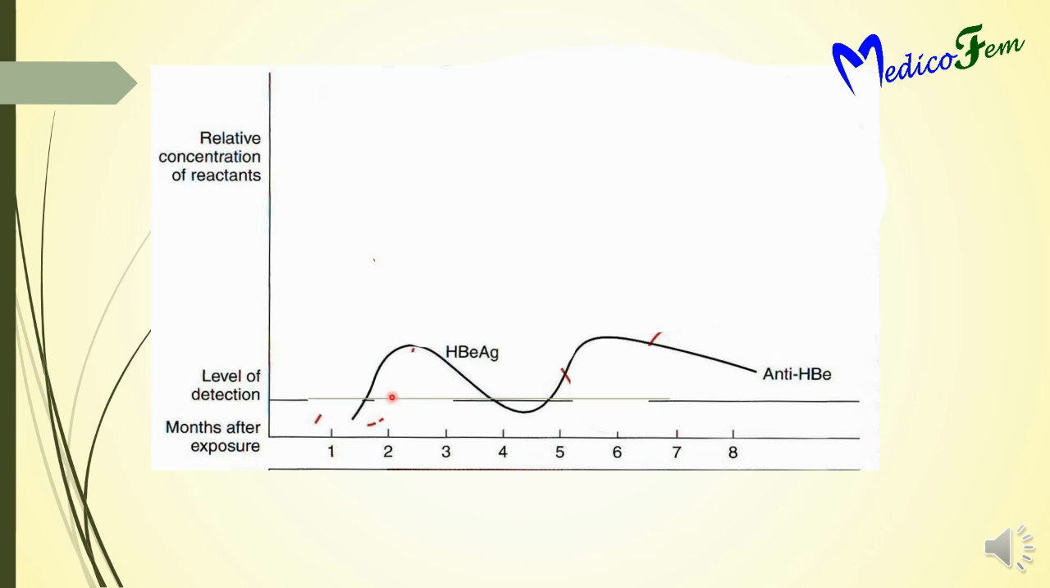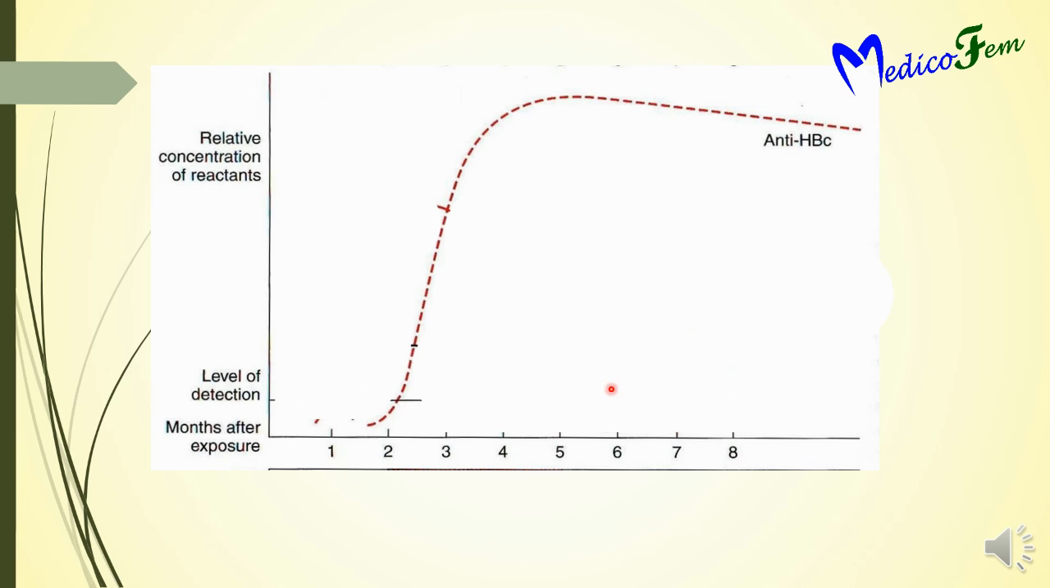Hepatitis E antigen disappears in about 4 to 5 weeks once antibody against E antigen appears in the blood. This is the first antibody to appear in the blood after hepatitis B infection, and that is hepatitis B core antibodies. Once it is produced, it persists for a longer period of time after infection.